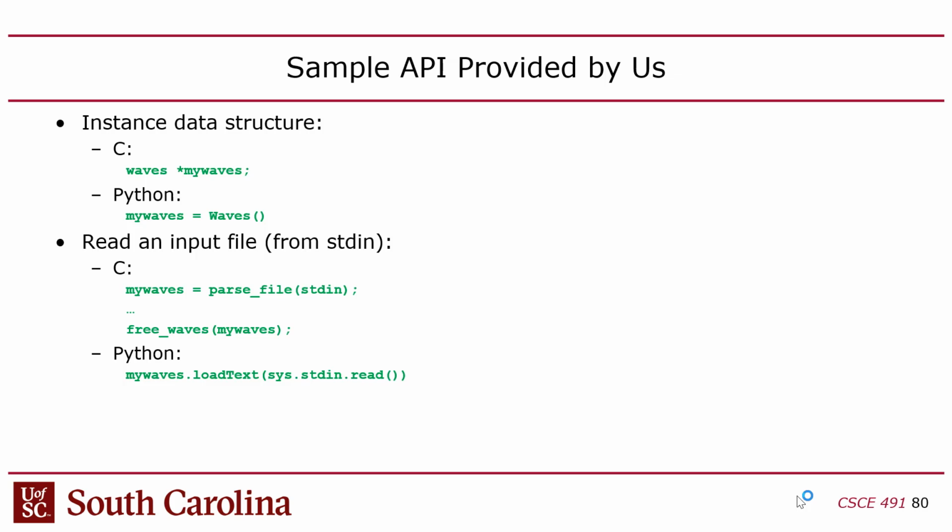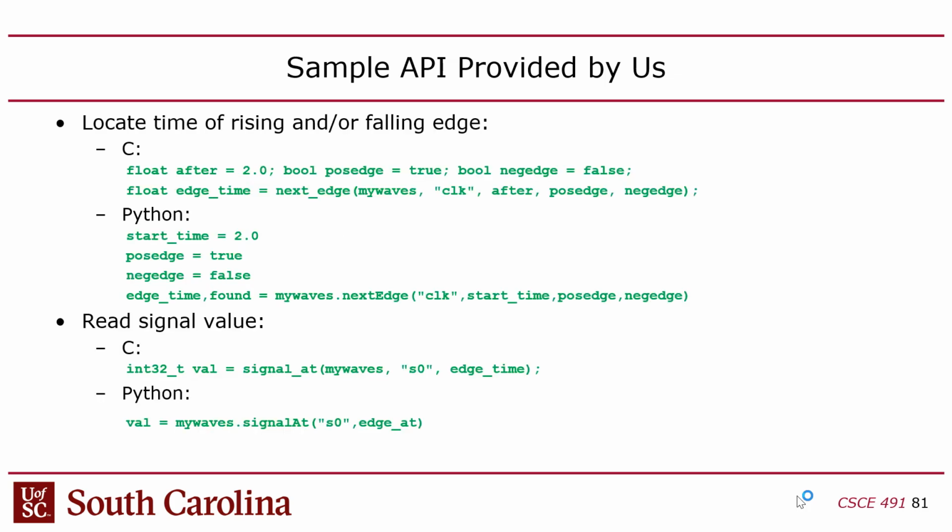And then you're going to assign that pointer in C by calling parse file. And the file you're going to parse is standard in, because the grading script pipes the trace file directly. It shoves the trace file down the throat of your program, essentially through standard in. So you're reading just from standard in. In Python, you just say myWaves.load text sys.stdin.read. Okay?